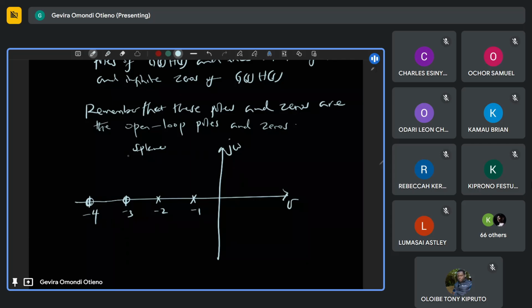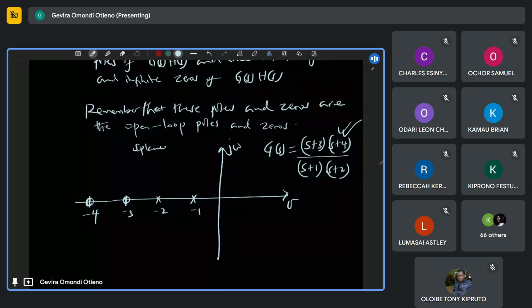If I just give you a diagram like this, you will definitely know that G of S should be equal to, because these are zeros and these are poles, you should just tell me the G of S should be (S plus 3)(S plus 4) over (S plus 1)(S plus 2). So sometimes I'll give you this and I expect you to be able to come up with the plot, or sometimes I give you the plot and I expect you to know what G of S is from there, and you can be able to do manipulations.